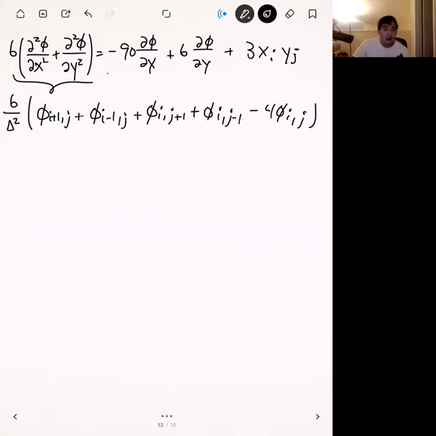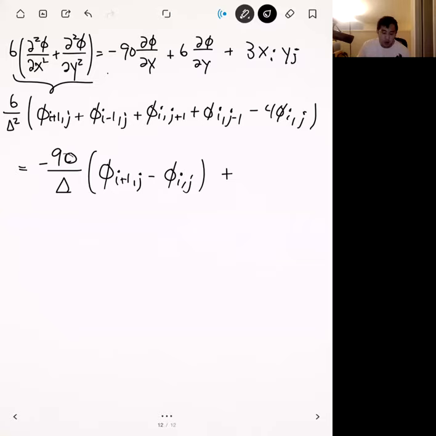Now we're going to apply our chosen finite difference schemes for the convection derivatives. Let's do the x convection first. For the x convection derivative, remember what we said on the previous page: because we're going to have an unstable solution in x, we need to apply a forward difference here, which is our upwinding scheme. It's going to be minus 90 times phi(i+1, j) minus phi(i, j). That's the forward difference upwinding scheme for the x derivative.